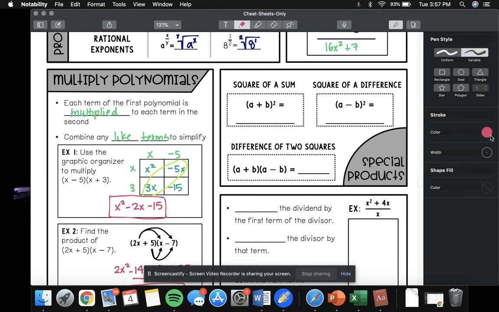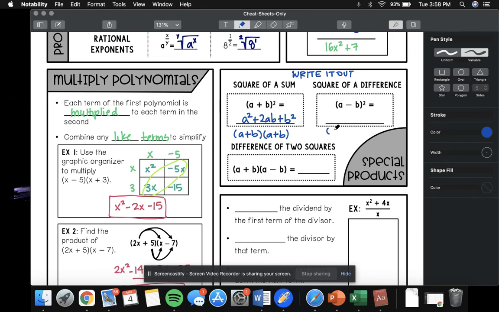Then we had some special products. So if we have a plus b and we square them, remember we have to write it out. Okay, so if I write a plus b times a plus b, we would do a times a, which is a squared, a times b, which is ab, and we would do b times a, which means I have 2 of those ab's, and then b times b, which would be b squared.